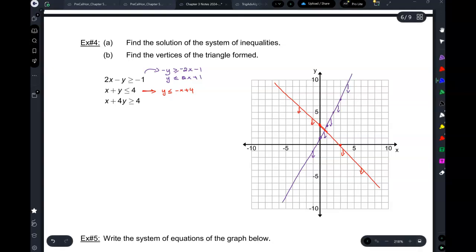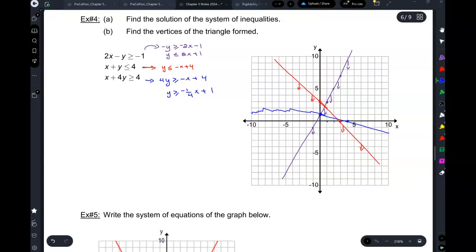Okay, now lastly, for the last one, 4y is greater than or equal to negative x plus 4. Y is greater than or equal to negative 1 over 4x plus 1. So I go up 1, down 1 over 4. Here. And here, where are we going to shade? Above, right? So what's the region that gets shaded? That tiny little triangle inside.